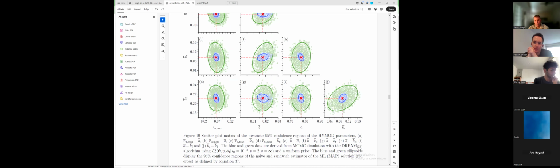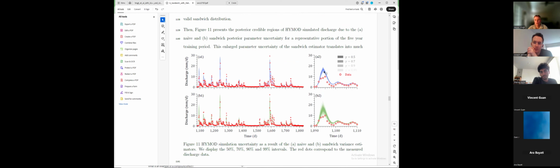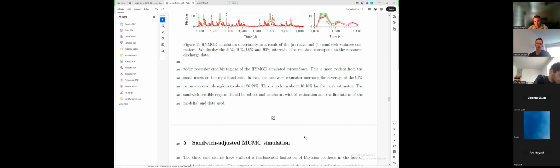Now, blue, that again is MCMC. The blue dots are MCMC. That's 95%. The blue line is from the sandwich or the naive estimator from your Hessian. That's inverse Fisher, right? Then the green line is your sandwich, and then the green dots, that's your MCMC adjusted samples. Now, here you see the difference if you now simulate, this is 50%, 70%, and then you have 90 and 99%, and this is with the sandwich. You see you have significantly increased uncertainty intervals of your discharge here. Just the effect of the sandwich estimator.